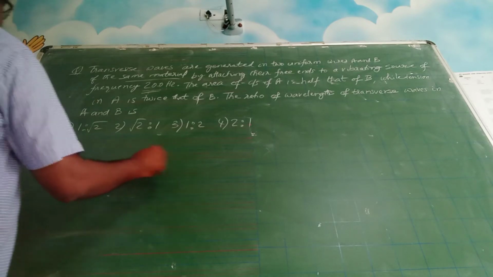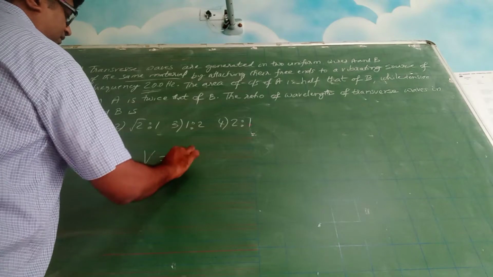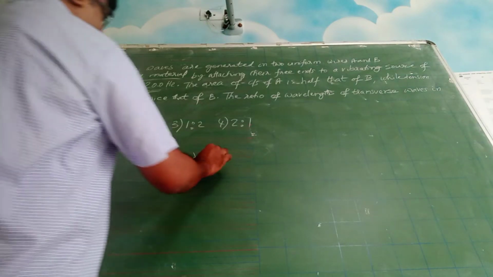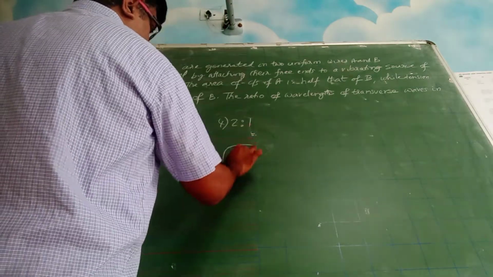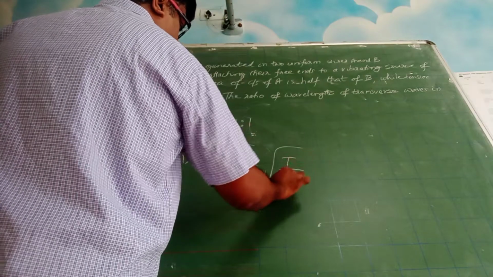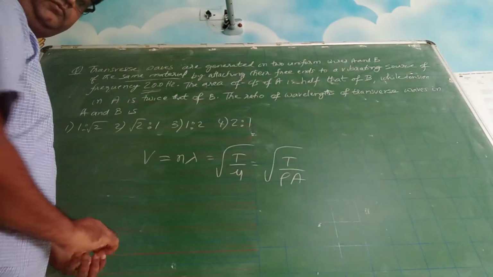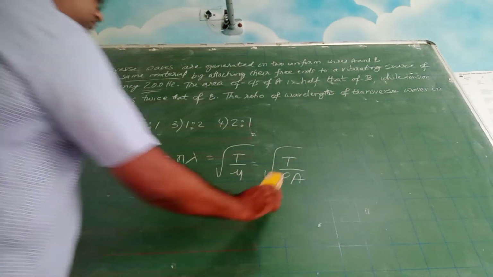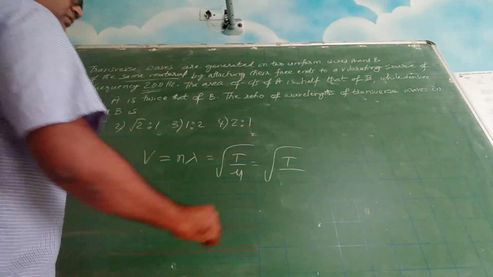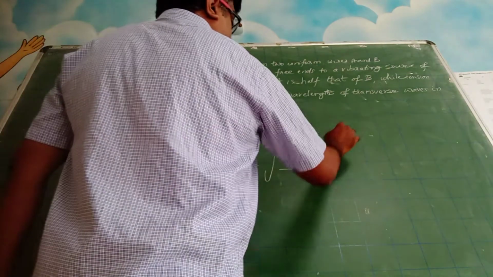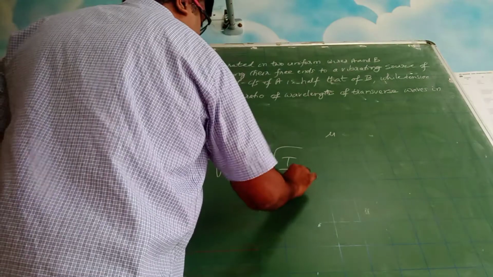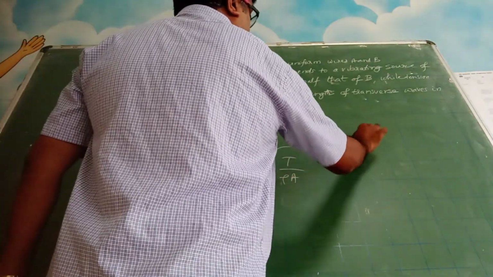So what is the general equation for wave? Velocity is equal to n lambda, where n is the frequency. But velocity is also given by root over T by mu, and just now we have seen that this can be written as root over T upon rho multiplied by A, right? Rho multiplied by A. Mu is equal to M by L.